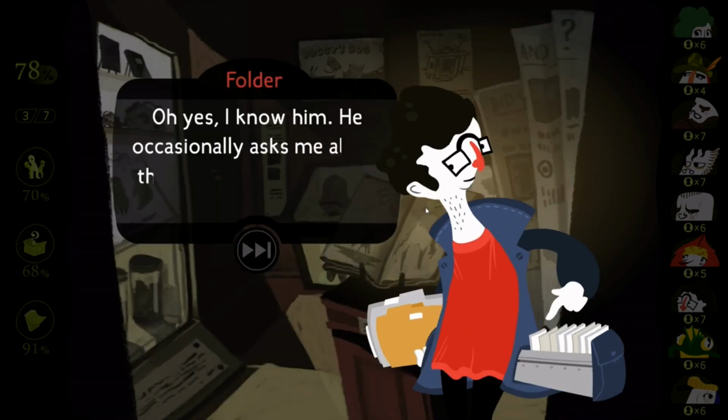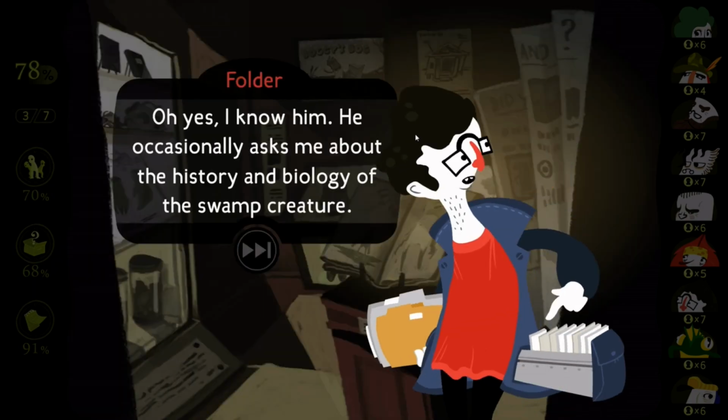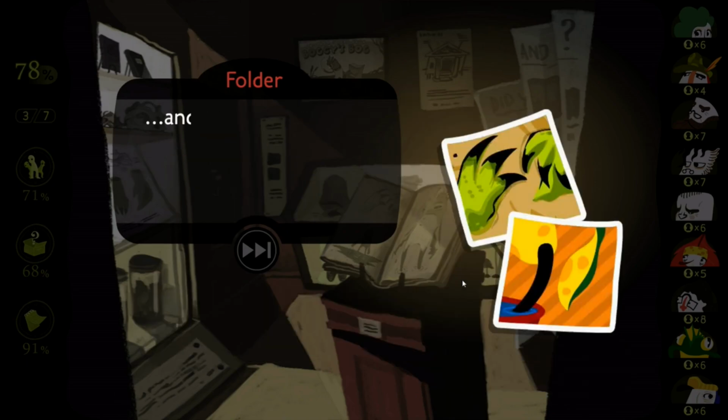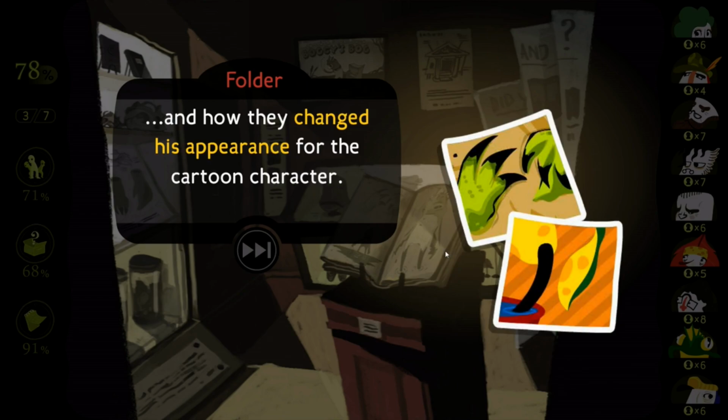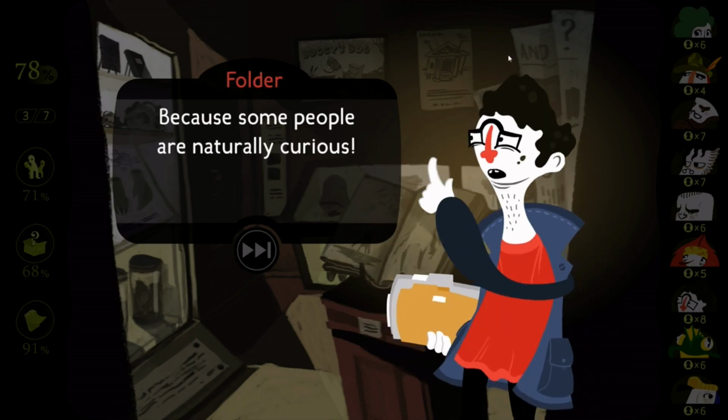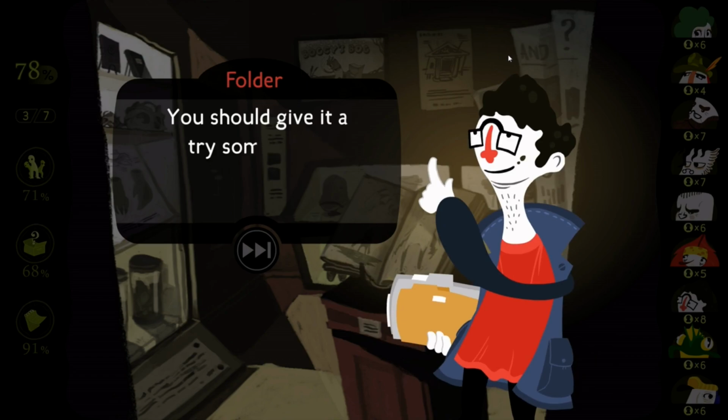Oh yes, I know him. He occasionally asks me about the history and biology of the swamp creature. I explained to him what the real Boggy looks like and how they changed his appearance for the cartoon character. Why did he ask about that? Because some people are naturally curious. You should give it a try sometime.